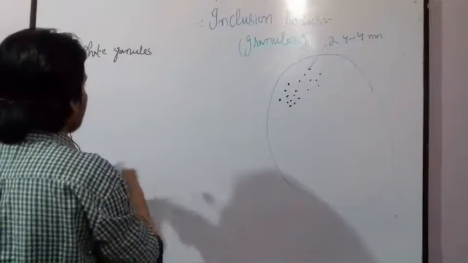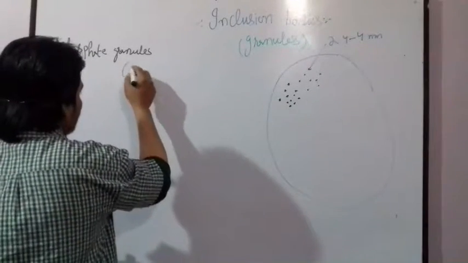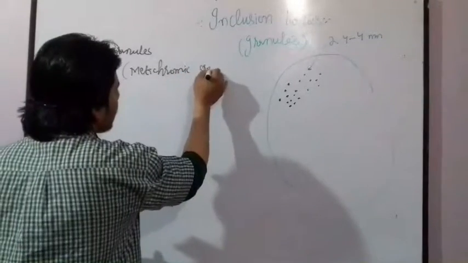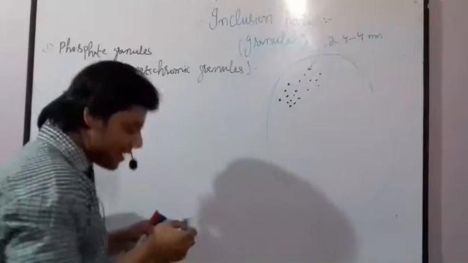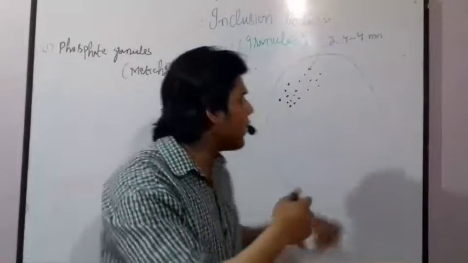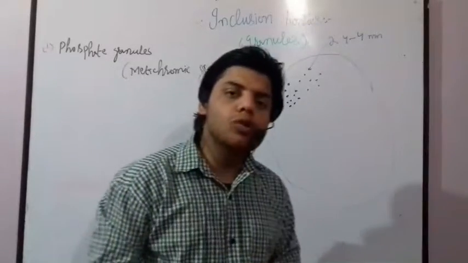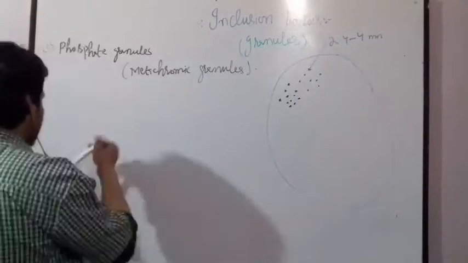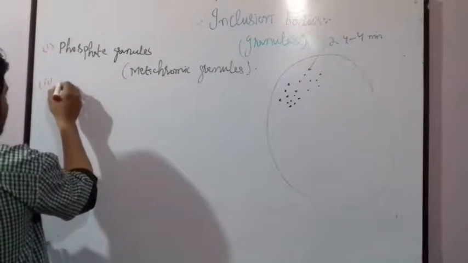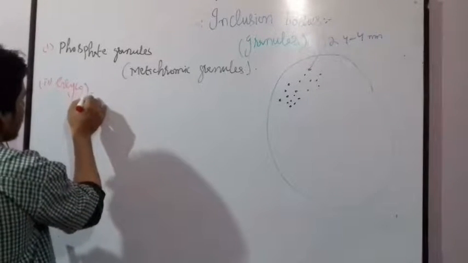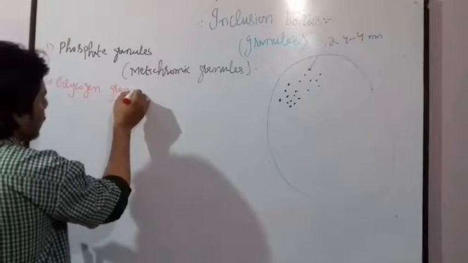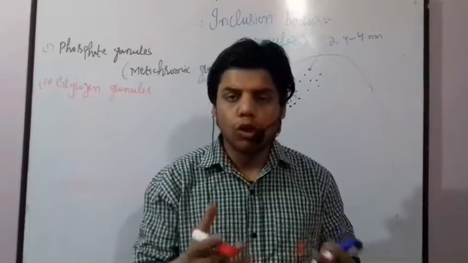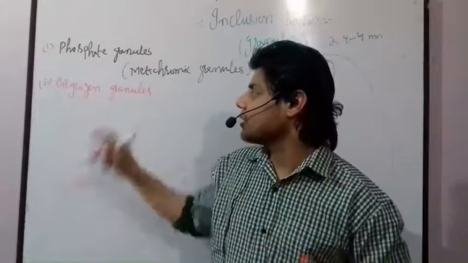We also call it metachromatic granules. Why? Because it shows metachromatic effect, due to which we call it metachromatic granules as well. These phosphate granules are usually present in the prokaryotic cell, not in the eukaryotic cell, in some of the eukaryotic cells but not in all. Now the second granules we have are glycogen granules. As the name suggests, these granules are used to store glycogen, or we can say glucose, carbohydrates and sugar molecules.